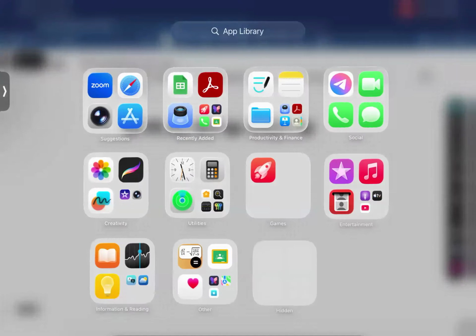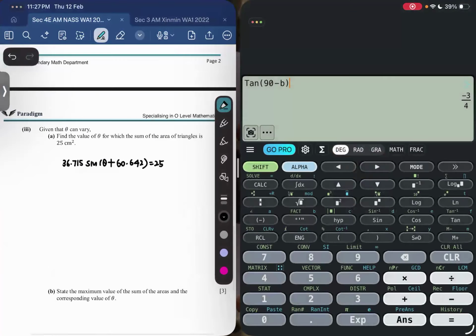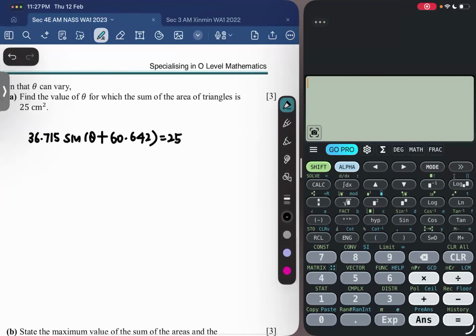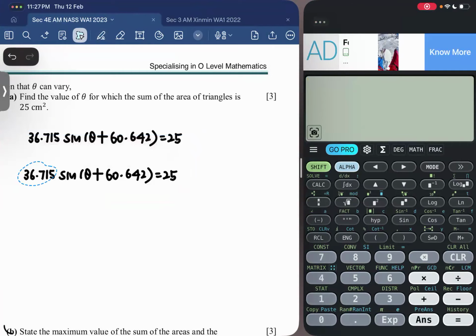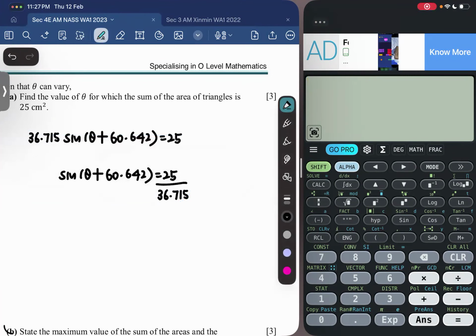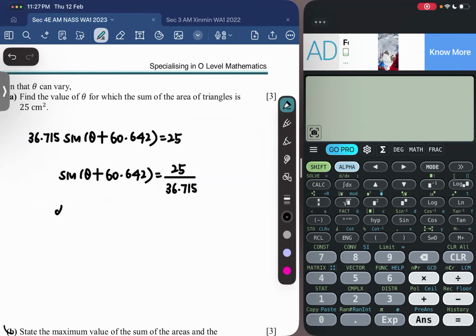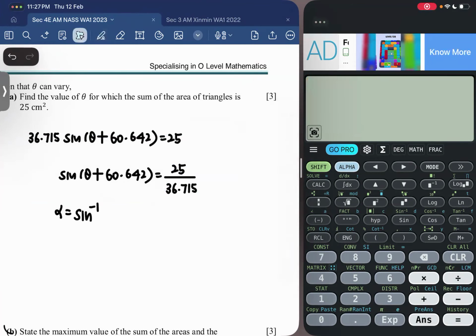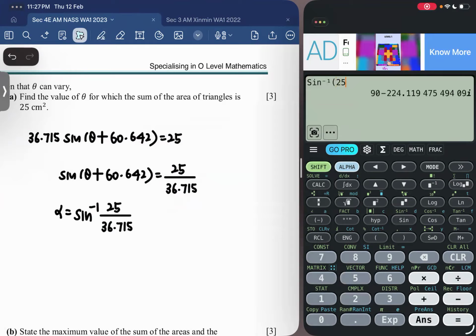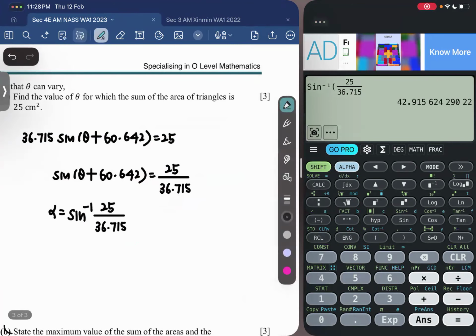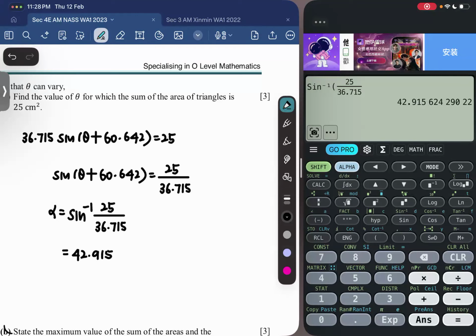So what I'm going to do is I'm just going to speed through the steps, okay? So the first thing first is I'm going to bring over, right? So when I bring over, it becomes a divide. Okay, so this one is done. So then from here, we're going to do as per normal. We're going to do basic angle first. So basic angle will be sine inverse this thing. Okay, so sine inverse 25 over 36.715. So this is just give me about more than 1 dp, so 3 dp, because the answer is 1 dp, correct? So like that.